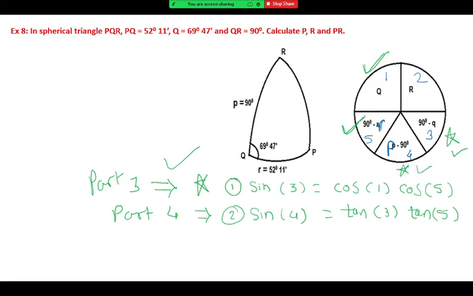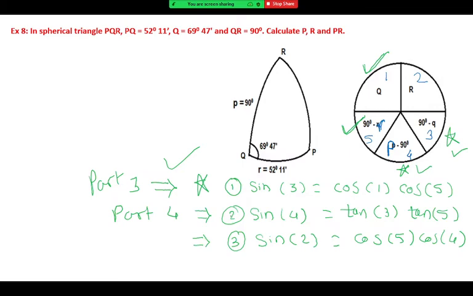And lastly part 2 can be calculated with any of the formulas, but which formula will we use for part 2? So sine of part 2 is equal to cos of 5 into cos of 4. Okay, that is one way. Or if you're not happy with the cosine, you can use a tan also, tan of 1 and tan of 3 also.